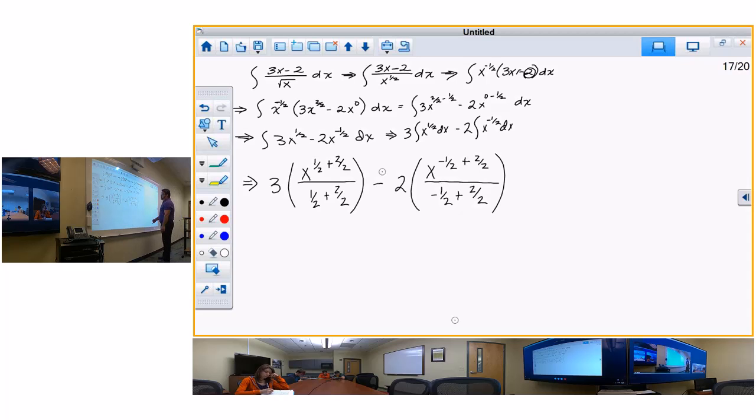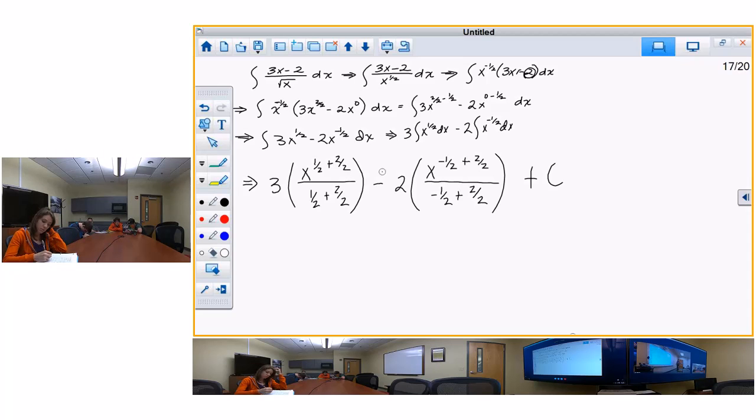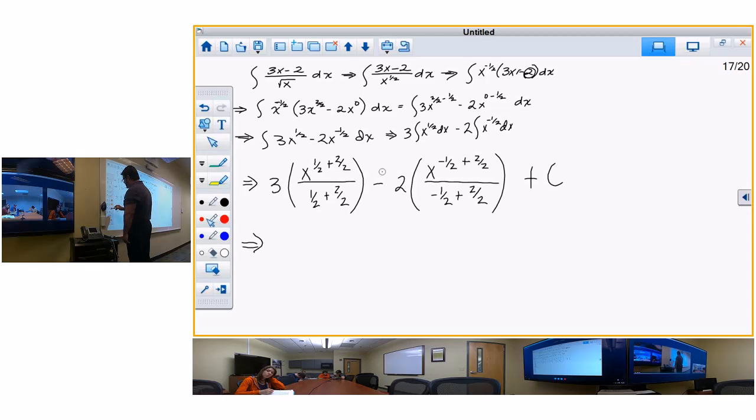And now you can start adding your what? Plus c, because I've taken the antiderivative. As soon as you take that antiderivative, you need to get in the habit of putting plus c out there. Now we just did the calculus, and let's mark that, because I want you to see something when I finish this problem.